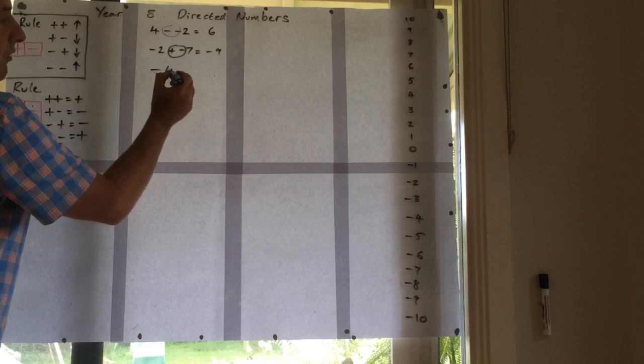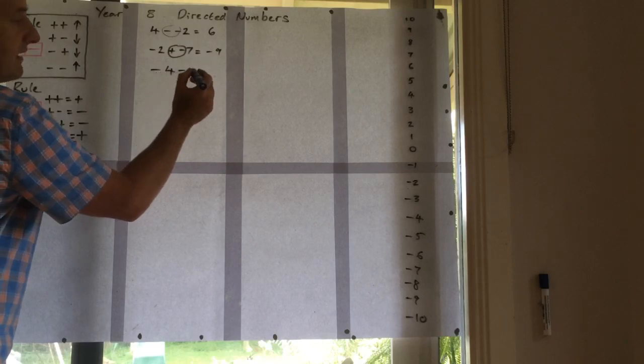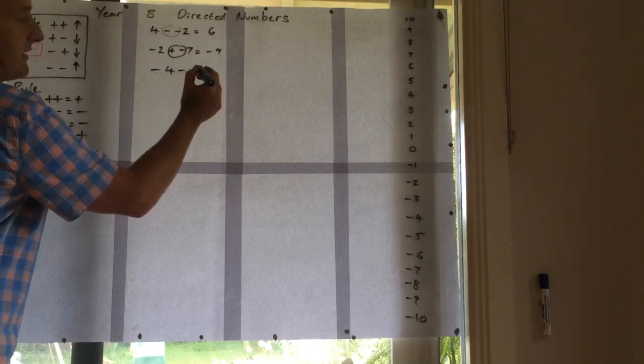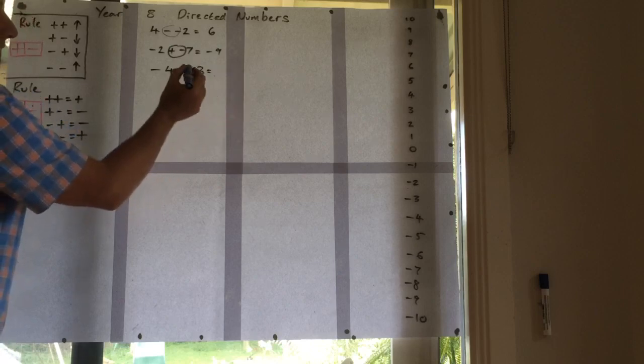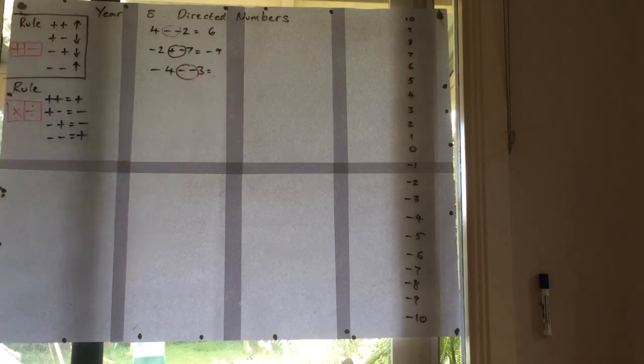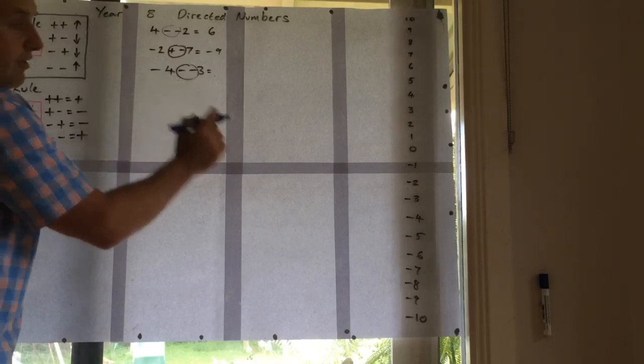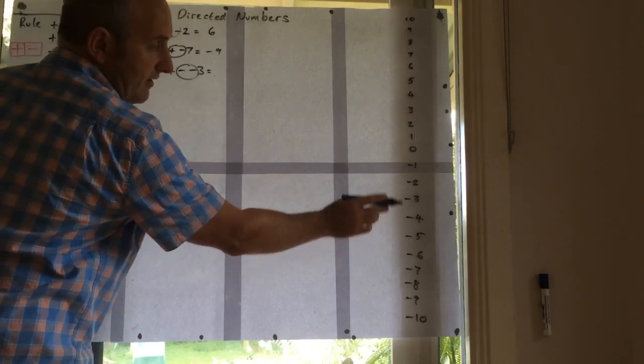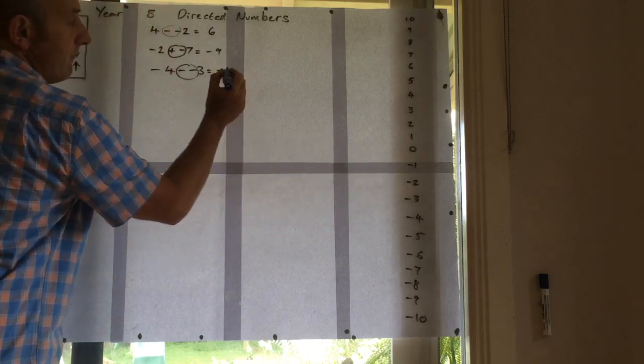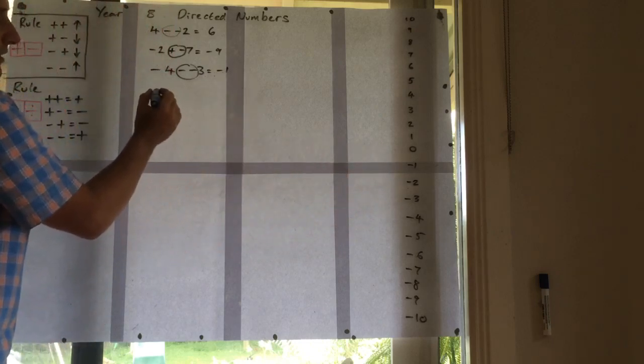Okay, let's just try this. Negative 4 subtract negative 3. Are we going up or down? Well, you can see we're going up. We're at negative 4 and we go up 3 places. Negative 1.